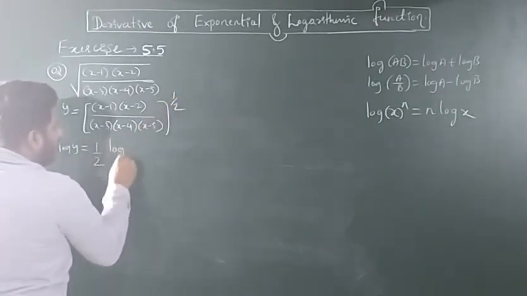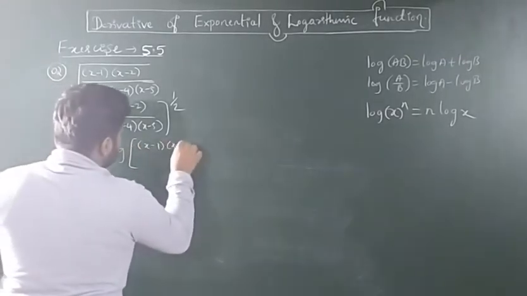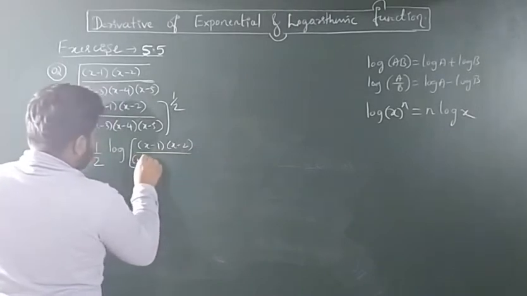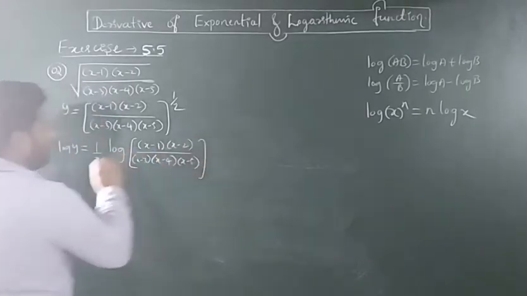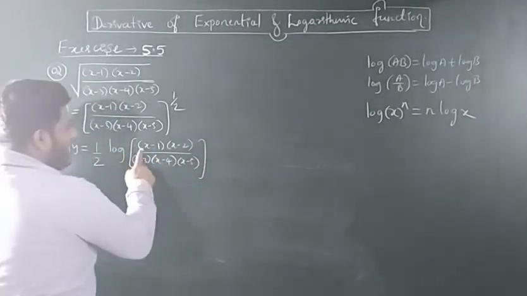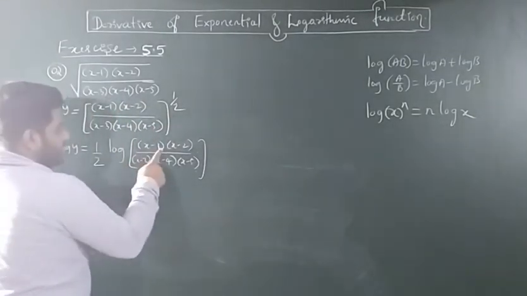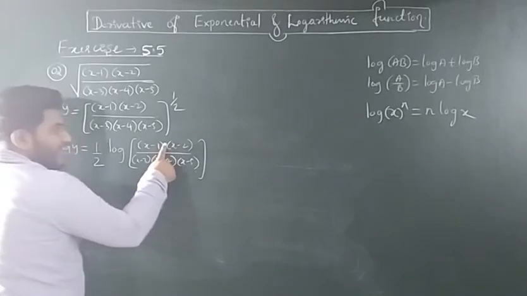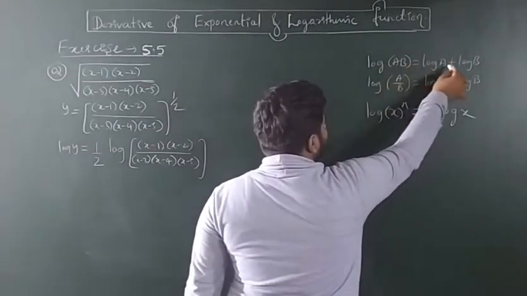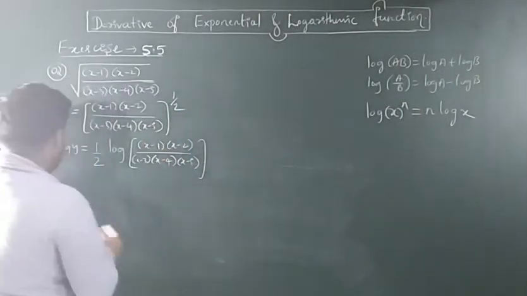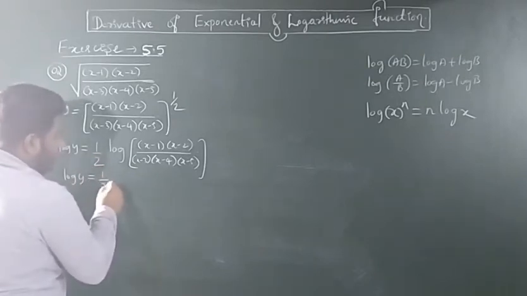1 by 2 into log of, we write this: (x minus 1)(x minus 2) whole divided by (x minus 3)(x minus 4)(x minus 5). Okay, so again we can apply the log a by b form. Log a by b means log a minus log b. If multiplication is there, you write a plus sign, because log of ab is equal to log a plus log b. So apply that formula. We are just simplifying the function so that it is easier to find the answer.